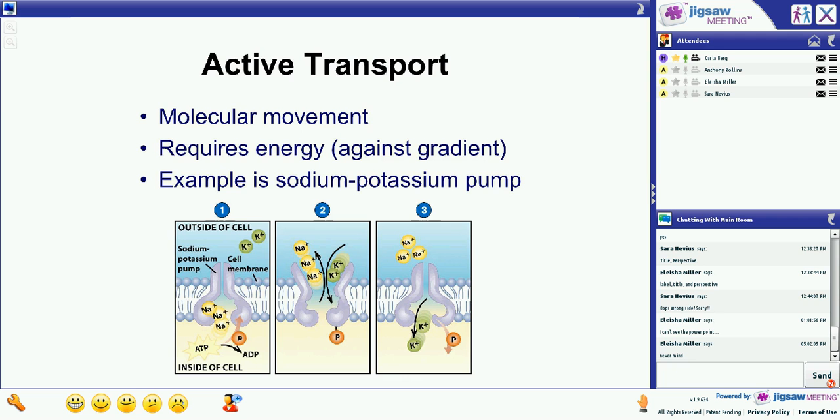And these are the 3 steps to the sodium-potassium pump. There's a sodium-potassium pump embedded in the cell membrane. There's potassium on the outside of the cell, sodium on the inside of the cell. And in a sodium-potassium pump, the sodium from inside gets pumped to the outside, and the potassium from the outside gets pumped to the inside.